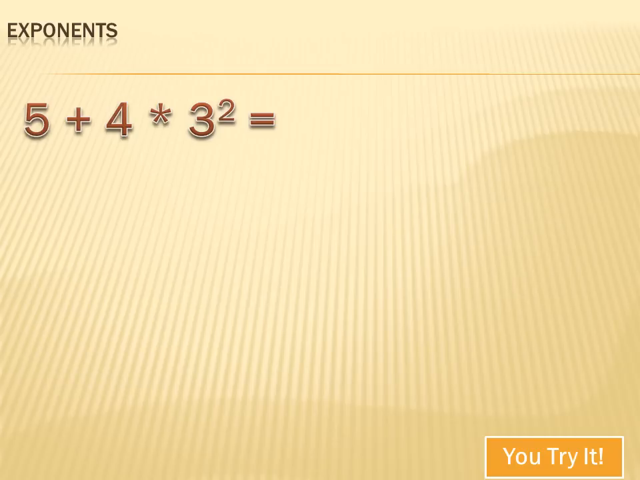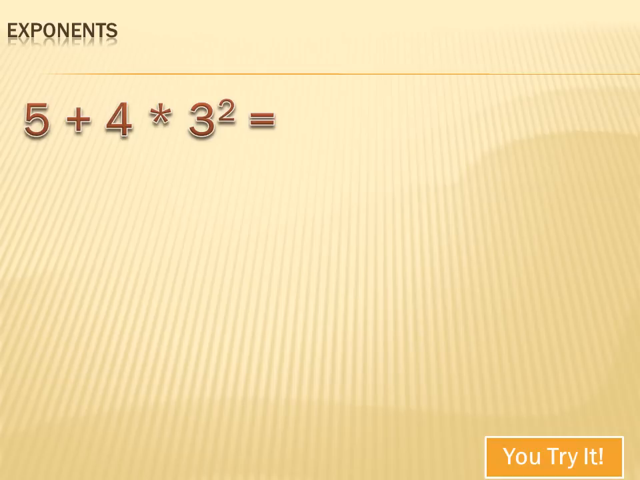Well, in order to solve this problem correctly, I need to remember the order of operations rules. I need to remember PEMDAS. And PEMDAS says I do parentheses first. Well, there's no parentheses here. So now I go to the second letter in PEMDAS, the E. That's for exponents. And there is an exponent here. I've got 3 squared. So I've got to do that first.